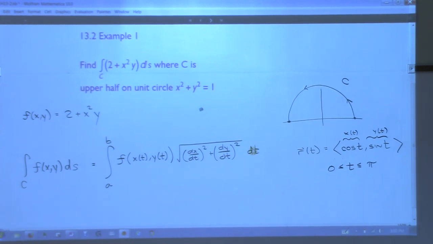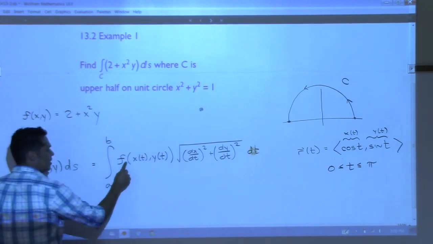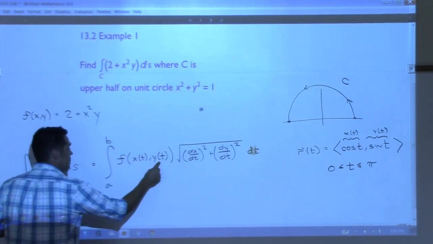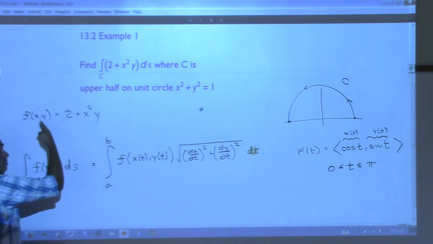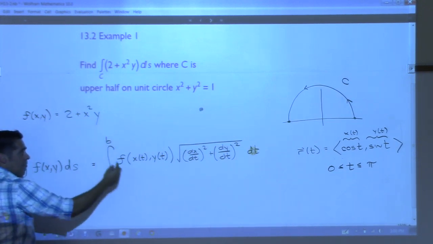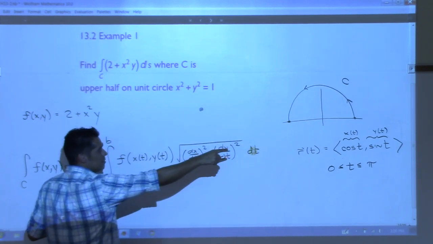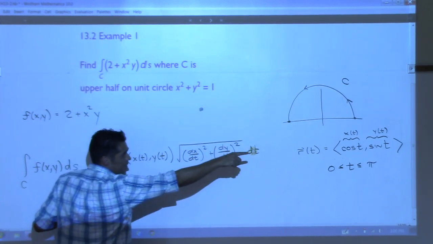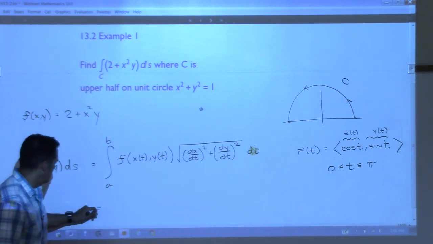And so I think we can plug everything in. We're going to take our scalar function f, and evaluate it at x of t, y of t. That means everywhere we see an x, we put cosine t, and everywhere we see a y, we put sine t. Then we're going to multiply by the square root of the derivative of x with respect to t squared, plus the derivative of y with respect to t squared, right? So there's a lot for us to fill in here.